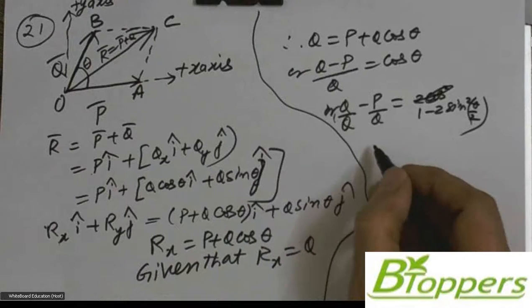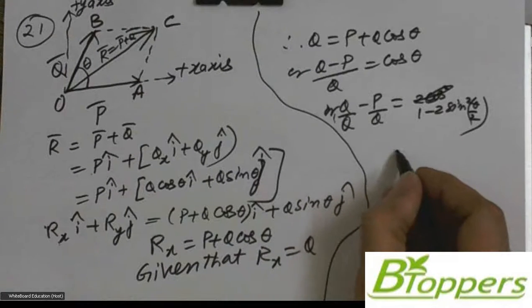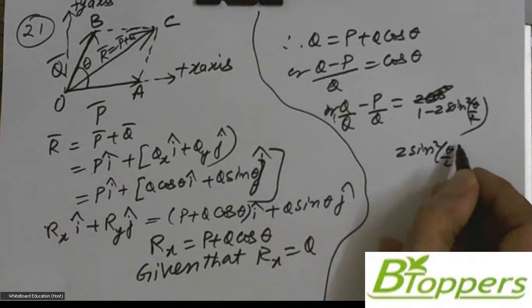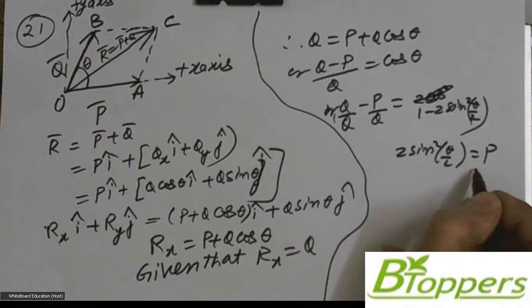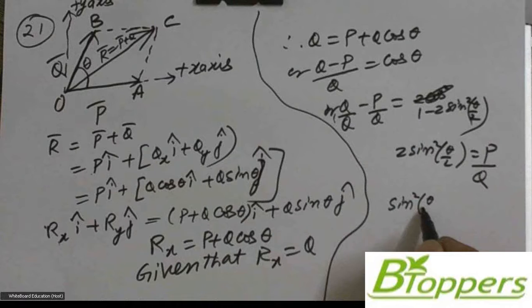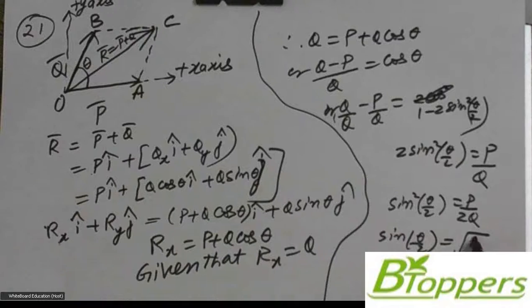Left hand side also Q by Q will be 1. 1 gets cancelled, so you get 2 sin square theta by 2 equal to P by Q. So sin square theta by 2 equals P by 2Q. So sin theta by 2 will be root of P by 2Q.